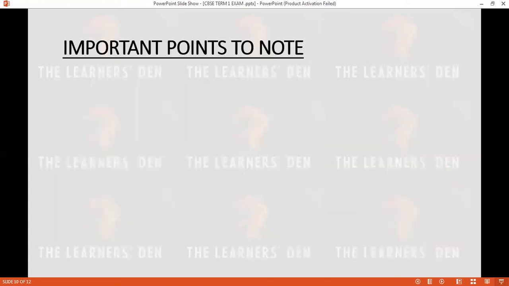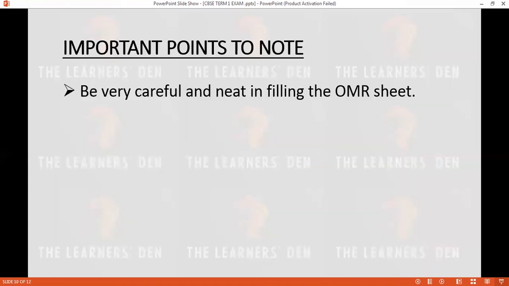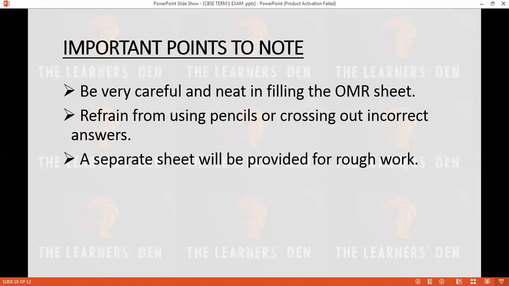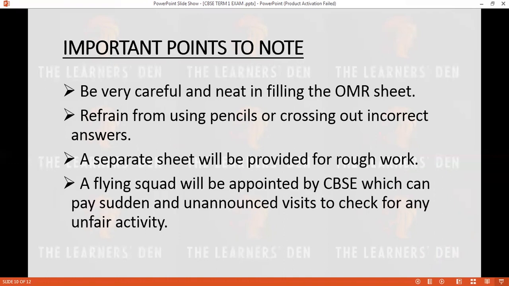Okay. Then, important points that you need to notice. First, you will have to be very careful and neat in filling the OMR sheet. Refrain from using pencils or crossing out incorrect responses. A separate sheet will be provided for rough work, so please do not write anything extra in the OMR sheet. And a flying squad will be appointed by CBSE, which can pay sudden and unannounced visits to the school to check for any unfair activity. So please refrain from using any unfair means.